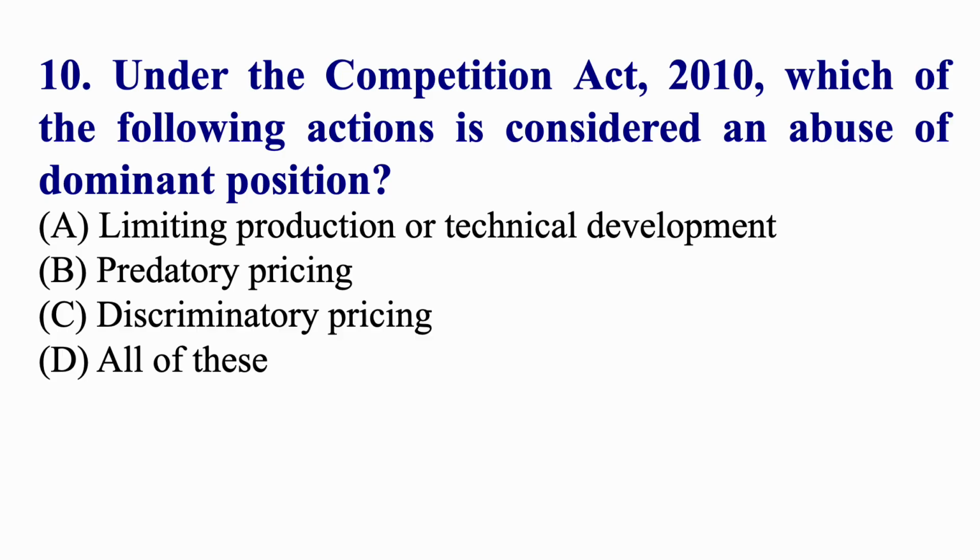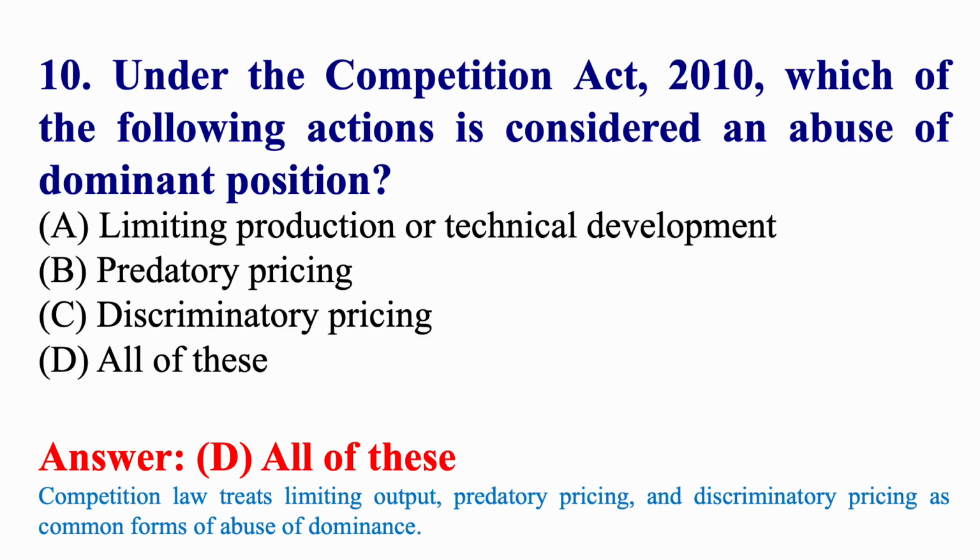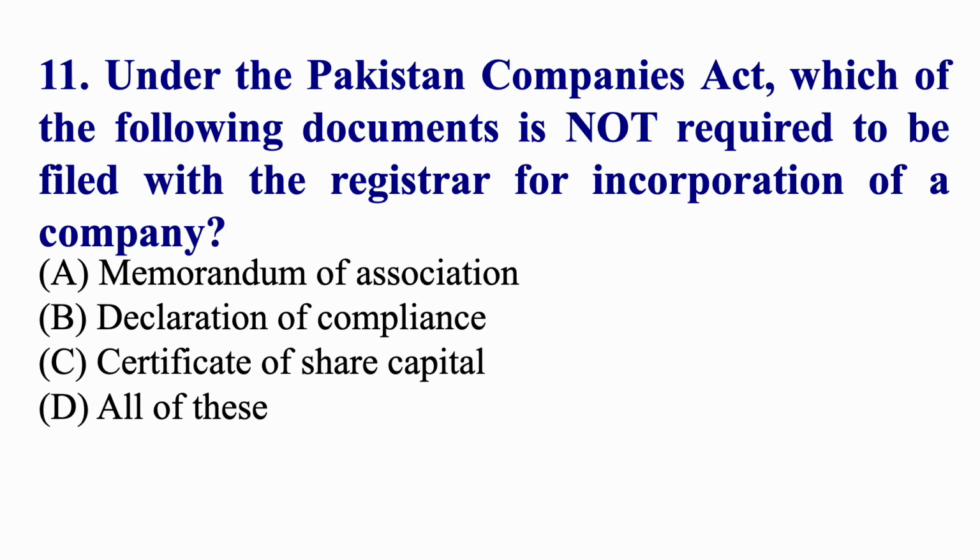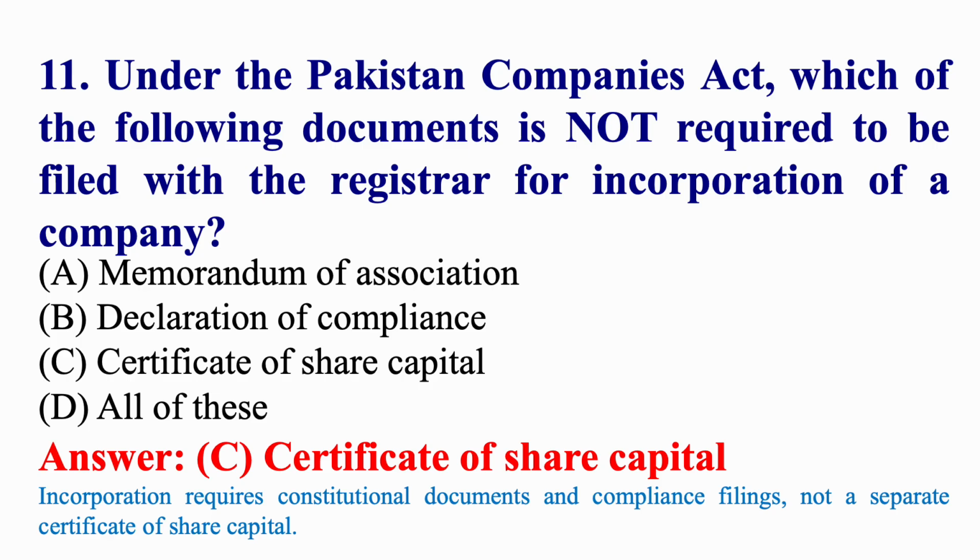Under the Competition Act 2010, which of the following actions is considered an abuse of dominant position? All of these. A is limiting production or technical development, B is predatory pricing, C is discriminatory pricing. Under the Pakistan Companies Act, which of the following documents is not required to be filed with the Registrar for incorporation of a company? Certificate to share capital.